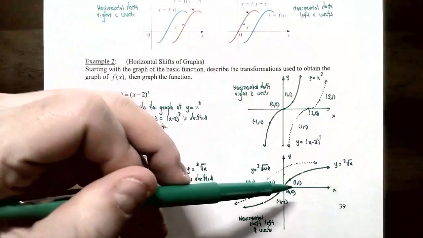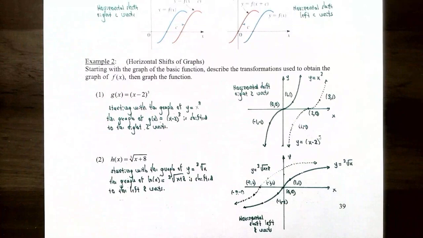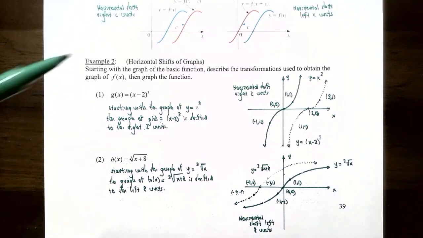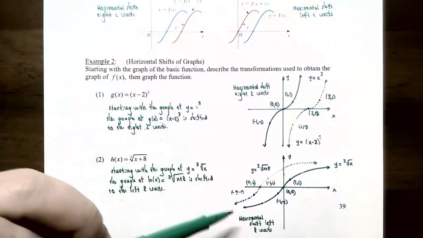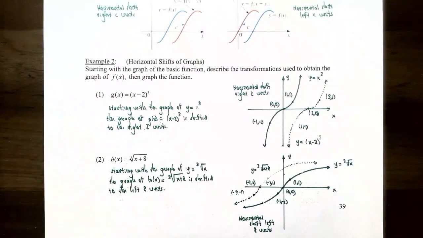You're taking all the x coordinates and subtracting 8 to get the point on the graph of y equals the cube root of x plus 8. But the y values stay the same. And so if you want to get the graph of y equals the cube root of x plus 8, where plus 8 is inside the cube root, it's a horizontal shift left 8 units.